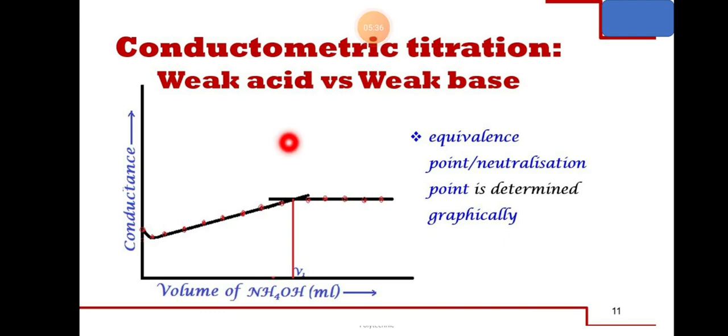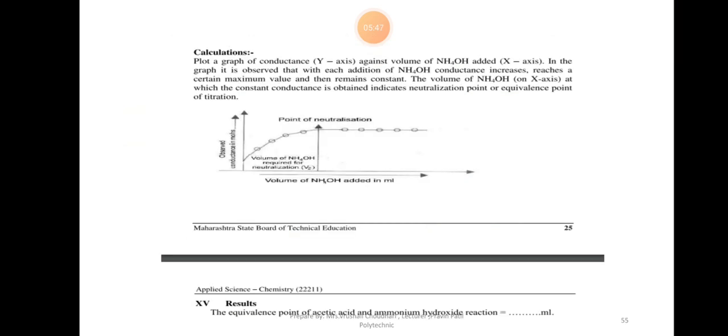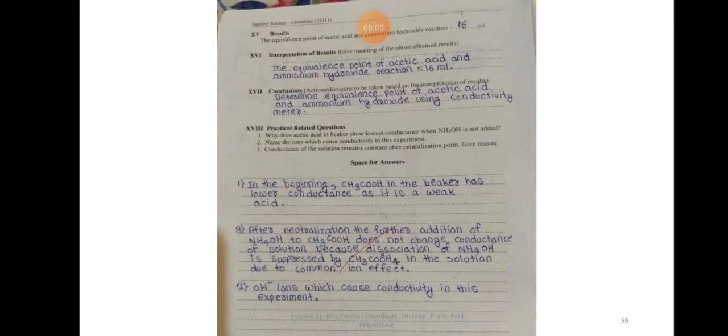The point where the reading gets stabilized is called the equivalence point or the end point, which determines the strength of acetic acid. That is called the point of neutralization. We are going to draw a graph of the volume of ammonium hydroxide added, as we add 1 ml at a time, against the conductance of the solution. And the point where the reading becomes stable is the equivalence point.